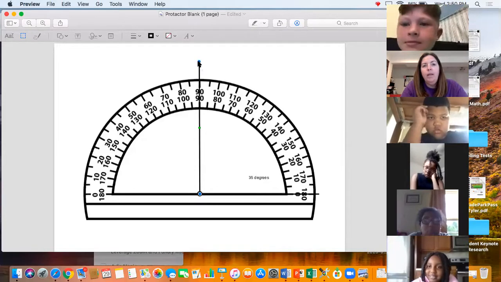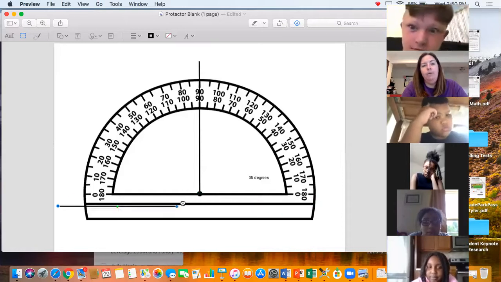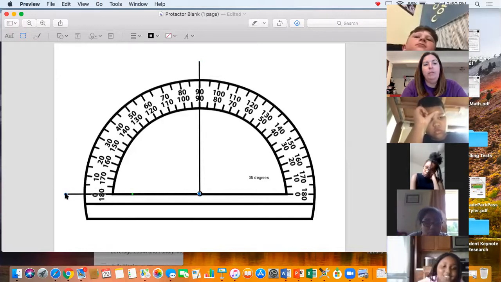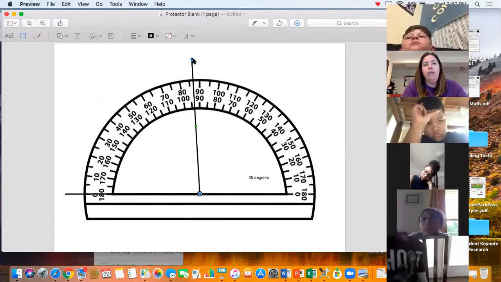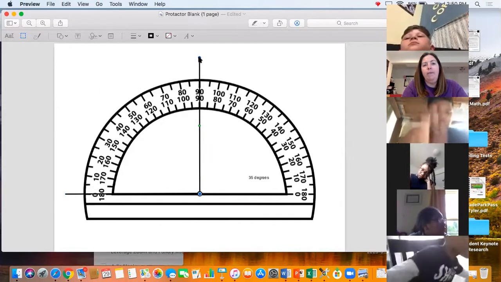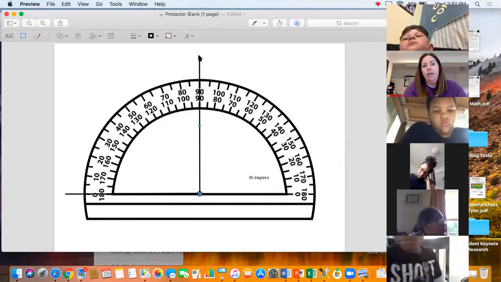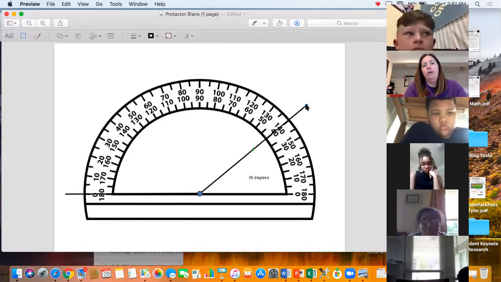Okay? Now, this arm I haven't changed, right? What if I moved it over here? You see how I moved it, now my angle is facing a different direction, but I still have a right angle. I still have 90 degrees. Okay? What if I moved this over here?